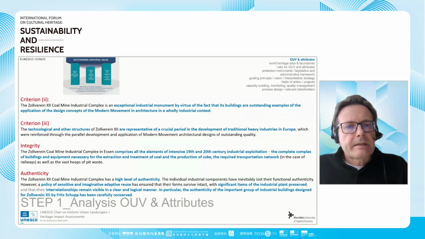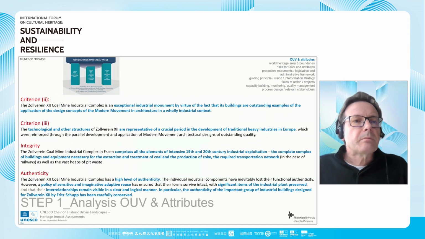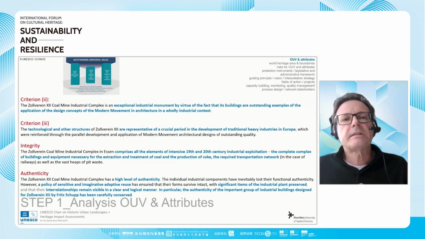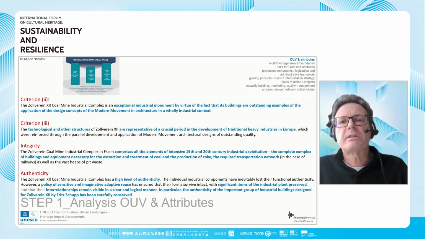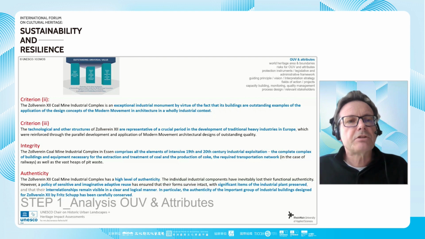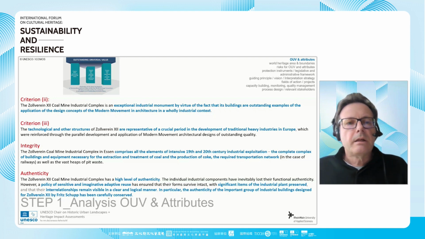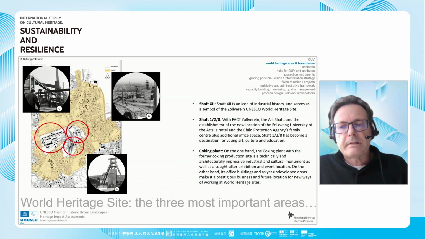This is an analysis of the OUV and the attributes, and I won't go into details here. I will just concentrate a little bit on criterion 2: that the Zollverein coal mine industrial complex was inscribed in the World Heritage List as an exceptional industrial monument by virtue of the fact that its buildings are outstanding examples of the application of the design concepts of the modern movement in architecture in a wholly industrial context. So why is that so?